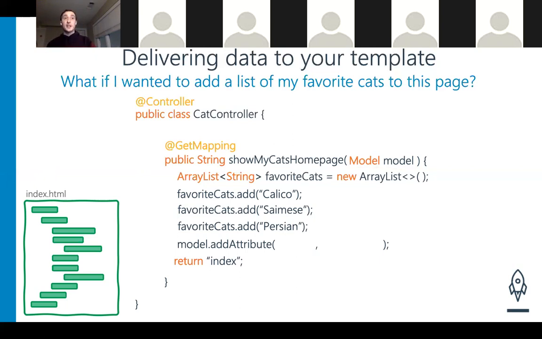The first parameter that we put in here is the actual name of what we want to call this attribute. In this case, I'm going to call it cats. The second thing that we put in here is what we want to pass over. This can be anything. This can be any kind of object that we absolutely want. The left-hand side is the attribute name, which has to be a string, and the right-hand side can be anything, can be an object. In this case, it's an ArrayList called favorite cats. Once we do this, it sends it over to our index.html for that template to use.